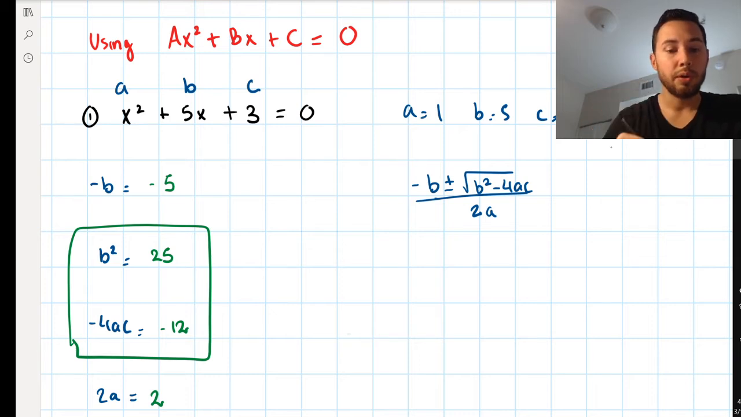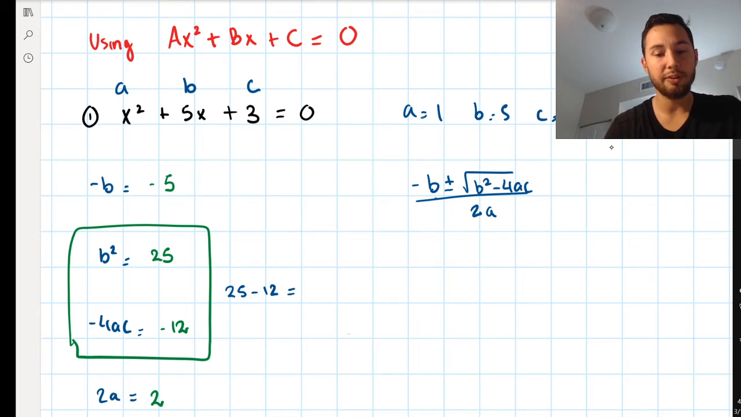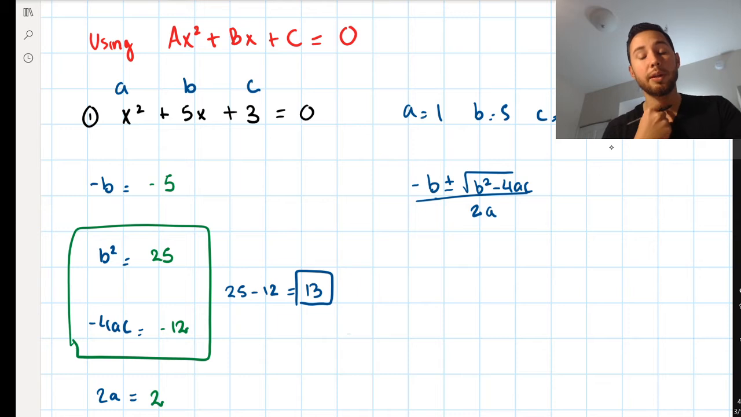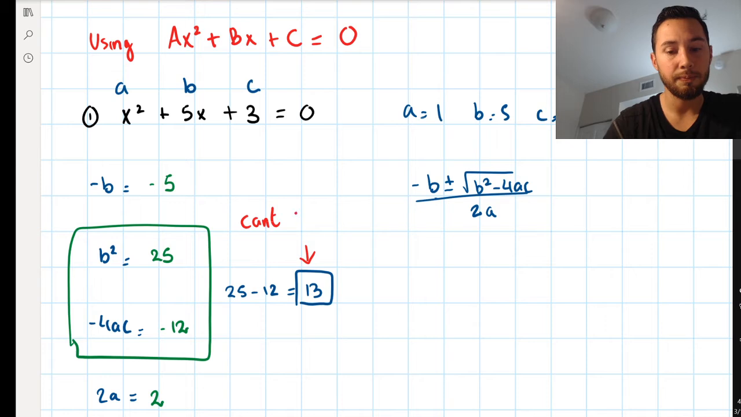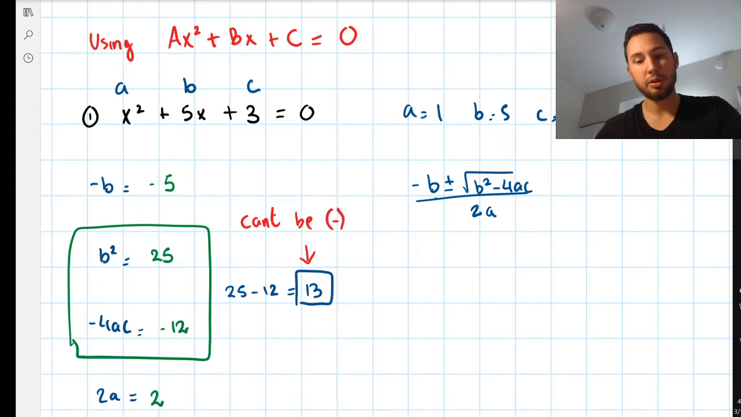So I have 25 minus 12, and that's going to give me 13. So that's the number that's going to go inside of the radical. We talked yesterday about the fact that if I have a negative number inside of the radical, then I have no real solutions. So this number here can't be negative. Well, I have a positive 13, so I'll continue.